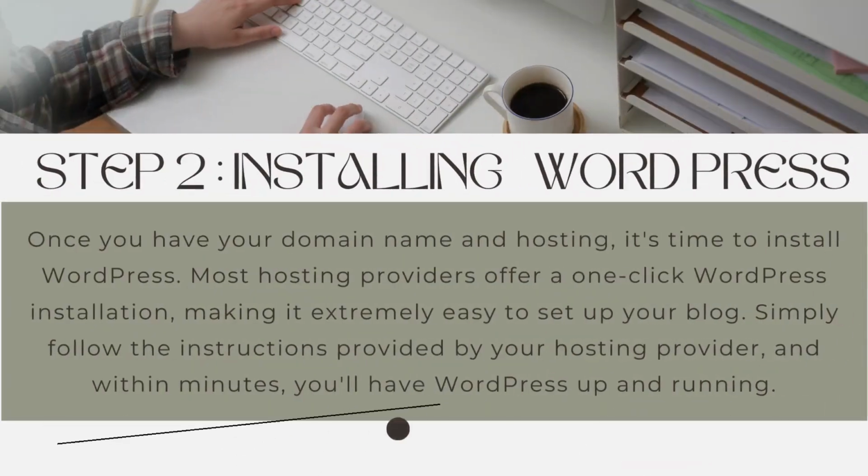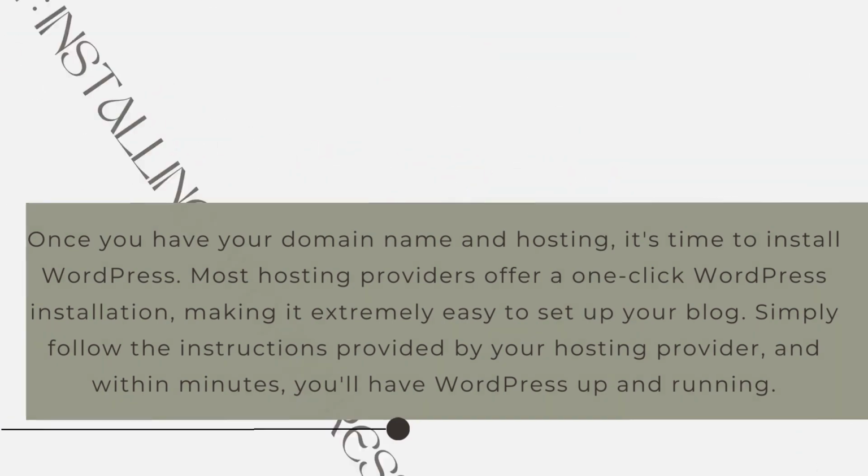Step 2: Installing WordPress. Once you have your domain name and hosting, it's time to install WordPress. Most hosting providers offer one-click WordPress installation, making it extremely easy to set up your blog. Simply follow the instructions provided by your hosting provider, and within minutes you will have WordPress up and running.